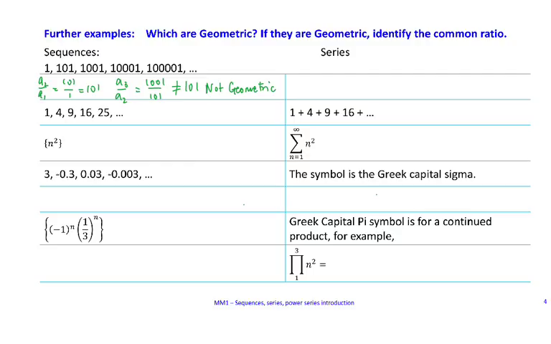Then we got 1, 4, 9, 16, 25. This can be written as curly brackets n squared, because it is 1 squared, 2 squared, 3 squared, 4 squared, 5 squared. This notation refers to the whole sequence. Now, for this sequence, the series will actually be 1 plus 4 plus 9 plus 16, etc.